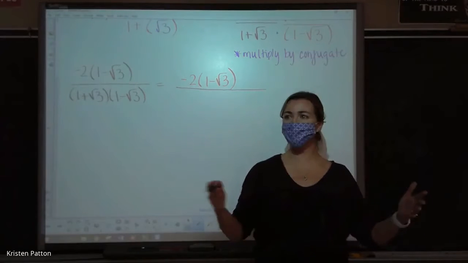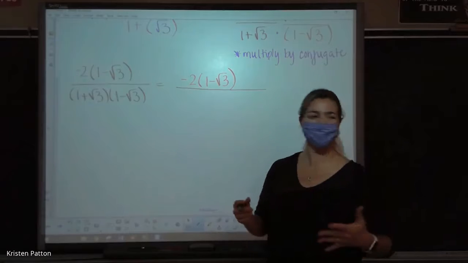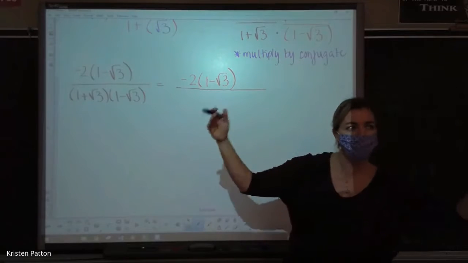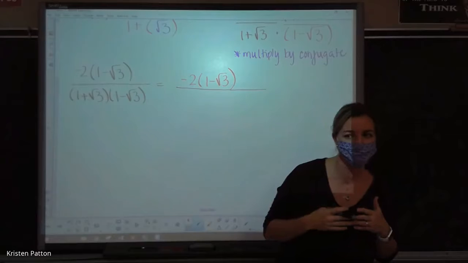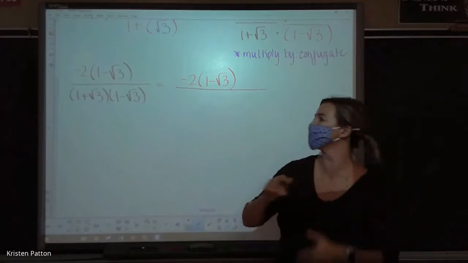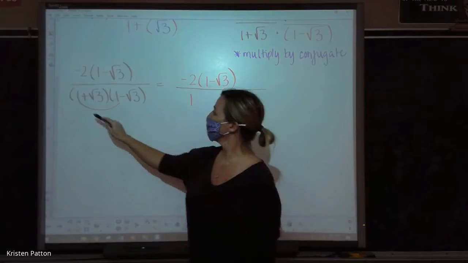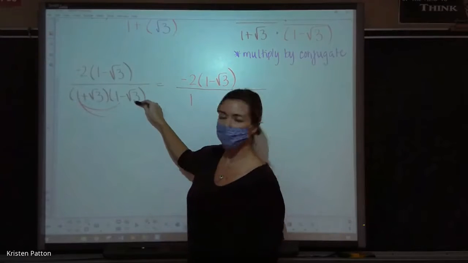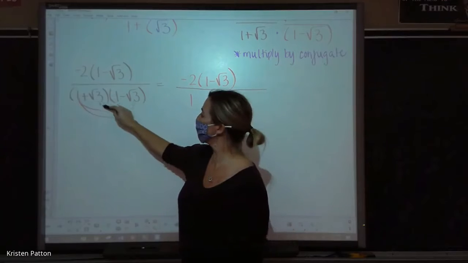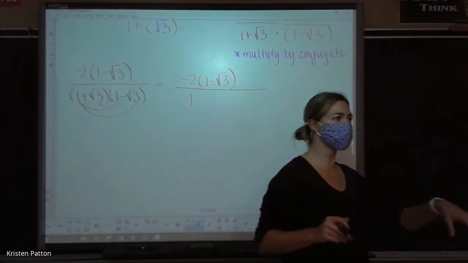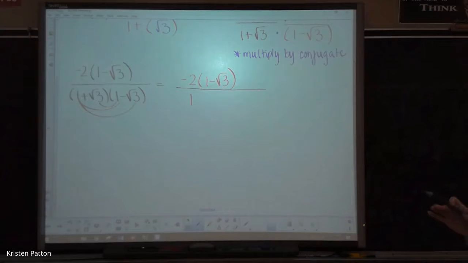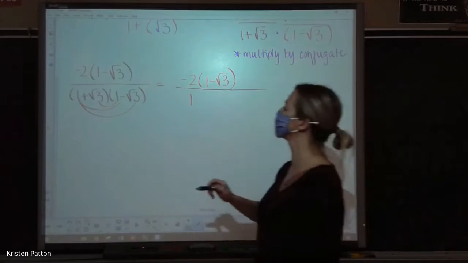Remember, a conjugate is setting us up for a difference of squares. So it should be easy for us to FOIL this, because when it's a difference of squares, you don't need to do all 4 pieces. We're going to have the first 1 times 1 is 1. When you go to the outside, you get a negative radical 3. And when you go to the inside, you get a positive radical 3. So those are gone. That's how that difference of squares works. So let's not even write those down.